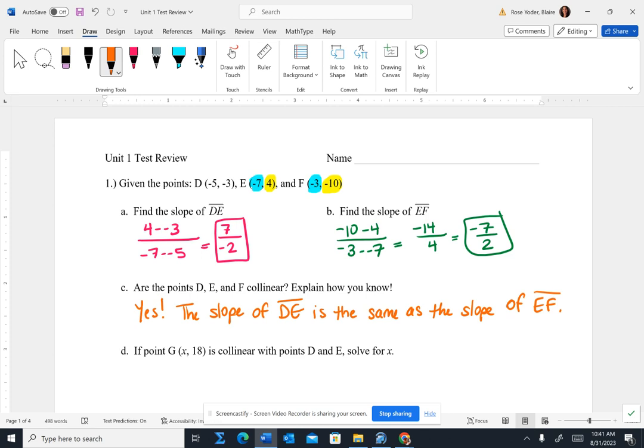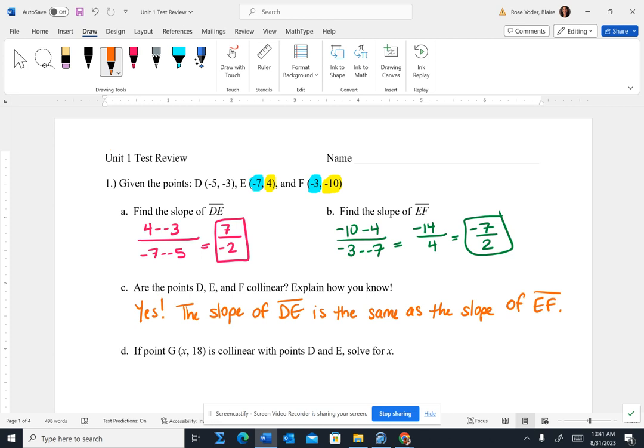Make sure that your explanation has something to do with the word slope. If you haven't included the word slope in there, you probably haven't done enough. So if you just said yes because they lie on the same line, I want to know a little bit more. How could you prove that they lie on the same line?